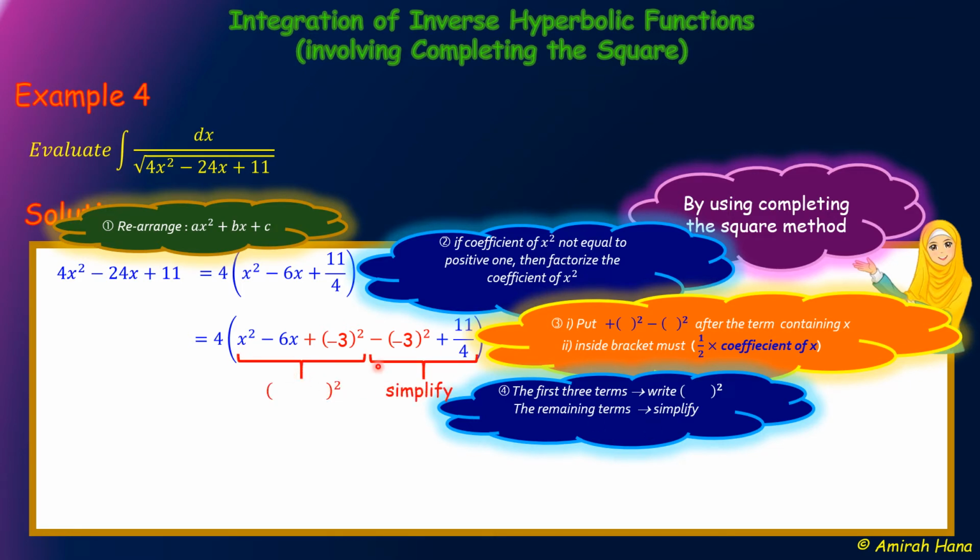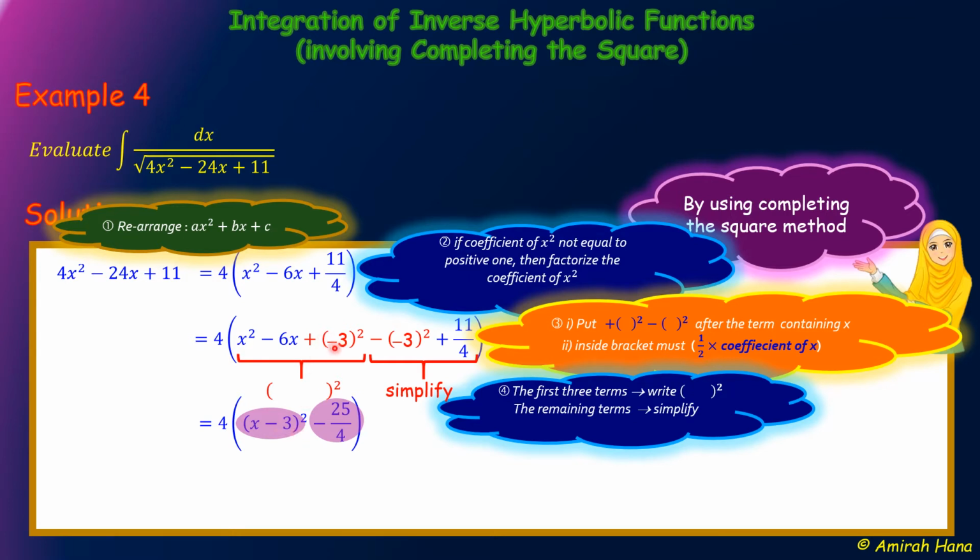So the first three terms, 1, 2, 3, we write into the form of bracket squared. And the remaining terms here, we need to simplify. You can use calculator here. After that, we have 4 outside the bracket. So the first three terms, we write into the form of bracket squared here. We just choose the term containing x squared. So we have x squared and negative 3 squared. So we put x here and negative 3 here inside the bracket.